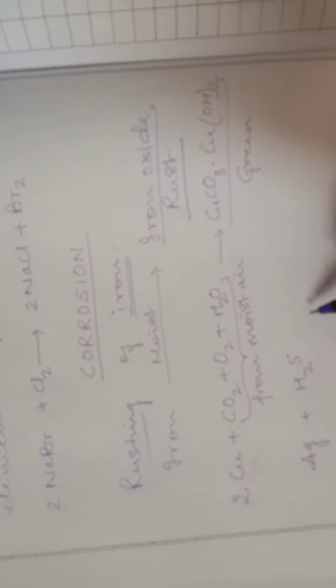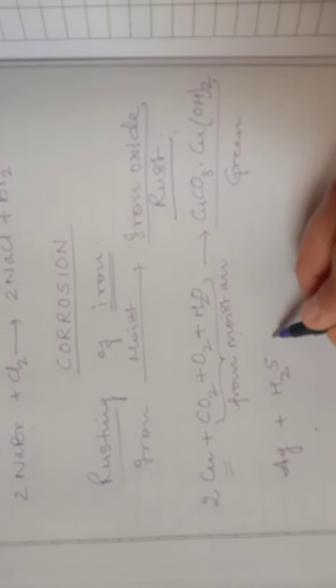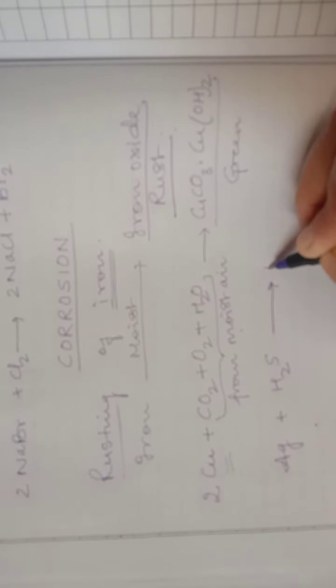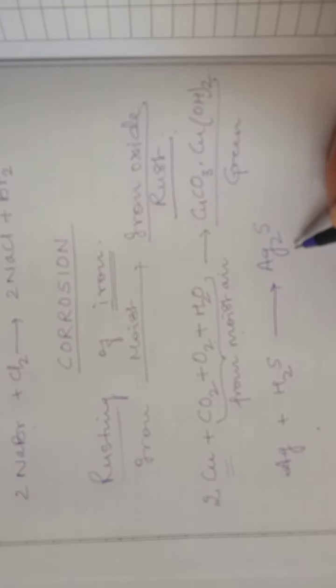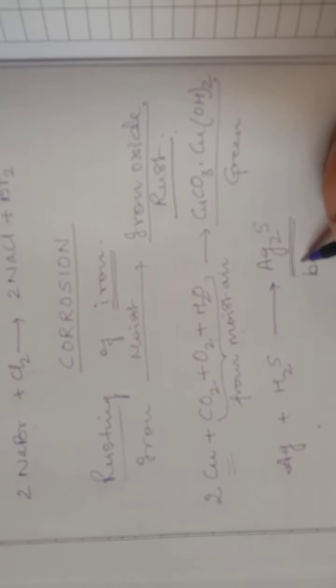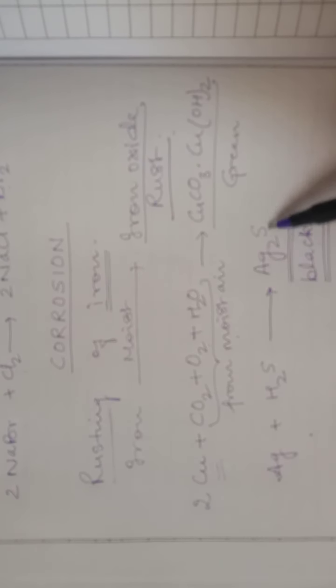And next example is corrosion of silver. When silver is left exposed in air, it may react with hydrogen sulfide, which is present in traces in air. So here the equation is like this: Ag plus H2S will give silver sulfide. This silver sulfide is black in color, or the silver articles, after corrosion, they get a black coating on their surface. So this black coating is of silver sulfide.